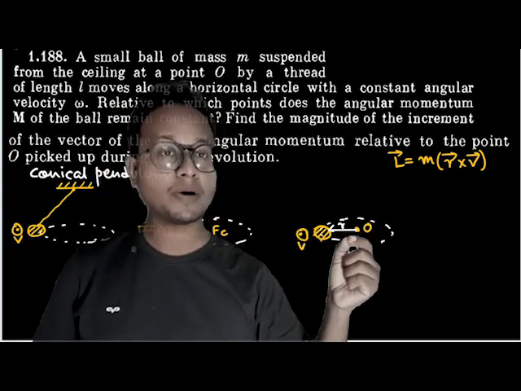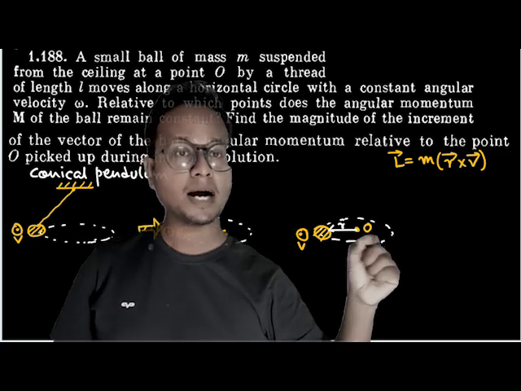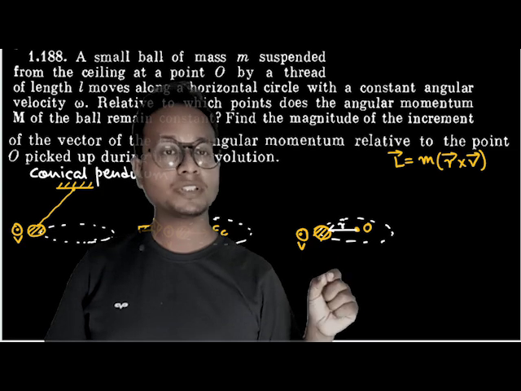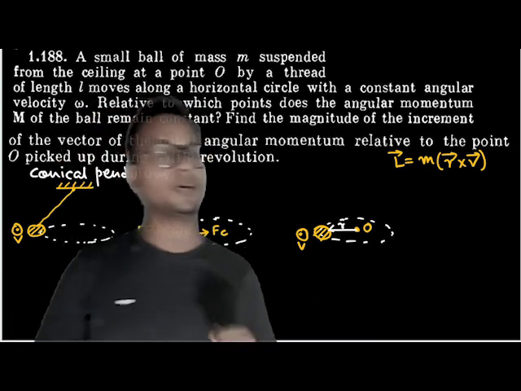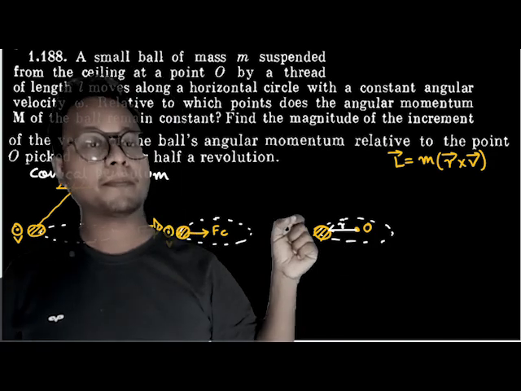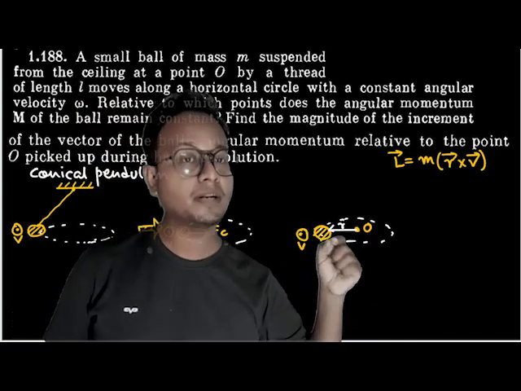The direction of angular momentum will always be upward, isn't it? And the magnitude of angular momentum is r into v. In a circular orbit, the magnitude of r is always constant and velocity is always constant for a conical pendulum. So if I take my point at the center of the circle, the magnitude and direction of angular momentum will always remain constant.